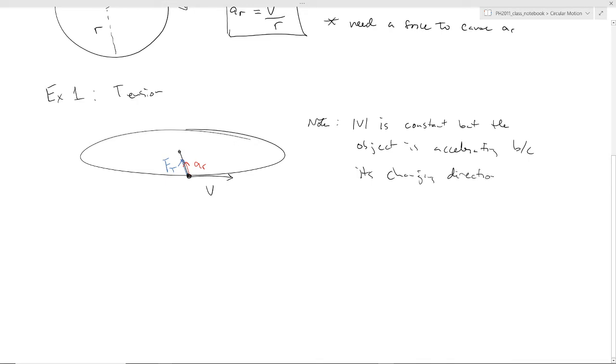So this is kind of interesting because it's a little bit different than our intuition about an object accelerating, where we think of it speeding up or slowing down. In this case, the speed is constant, but it's accelerating because it's changing direction.